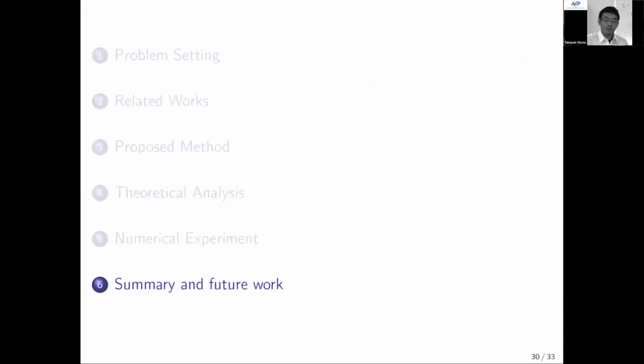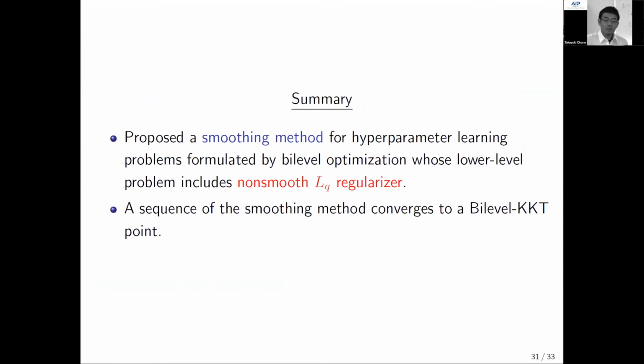Okay, so let me conclude my talk. As a summary, we present a smoothing type method for hyperparameter learning, for solving the bi-level optimization problem whose lower level problem has a non-smooth Lq regularizer with q less than 1. We proved convergence to a bi-level KKT point. We also observe the numerical efficiency of our method in comparison with Bayesopt.